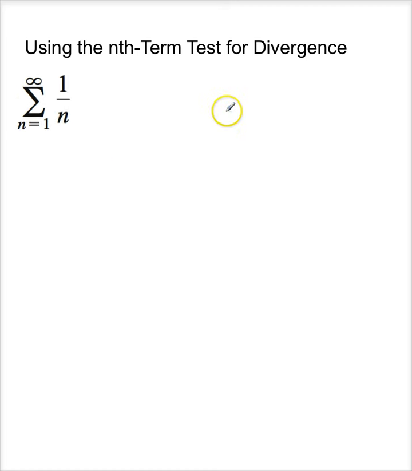Okay, now let's look at this one right here. The limit as n approaches infinity of 1 over n, lo and behold, this is 0. But the nth term test tells us nothing. We can't say that this series converges or diverges. All we know is that the nth term goes to 0.